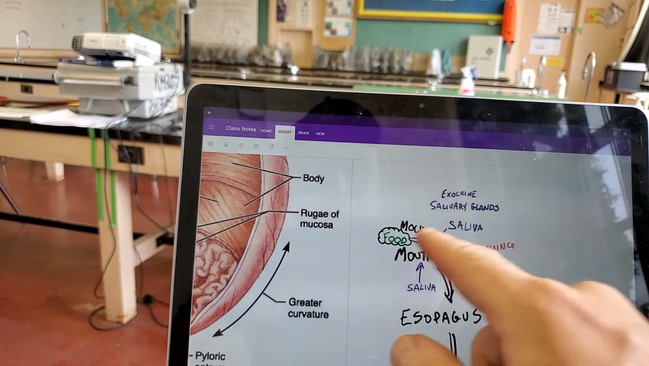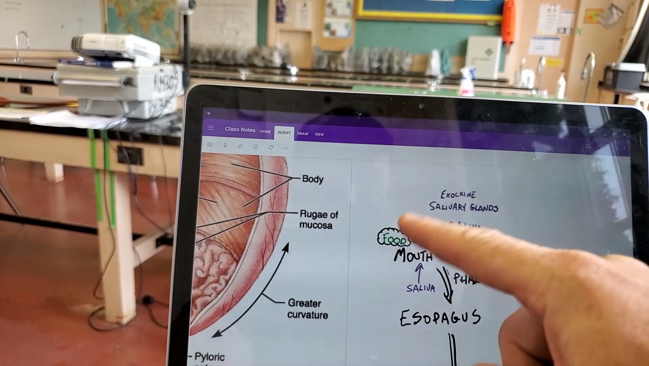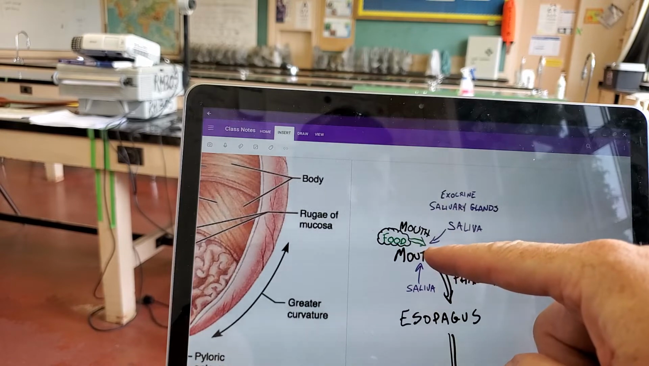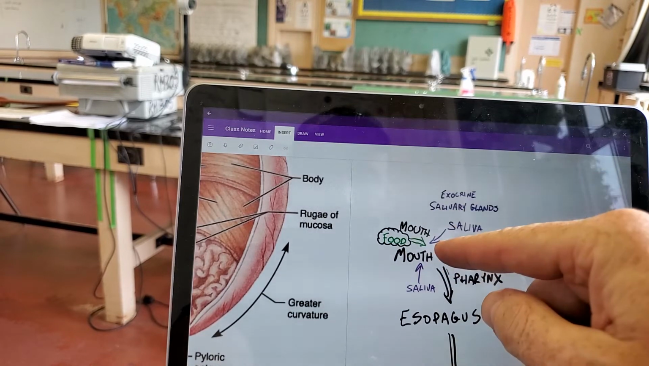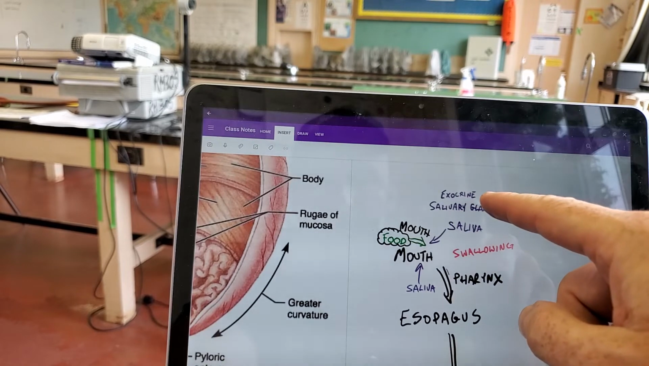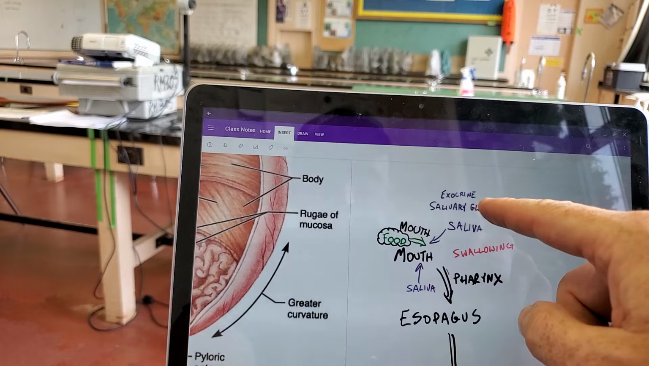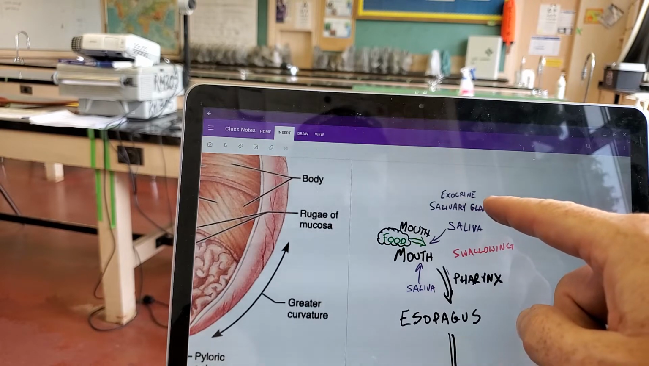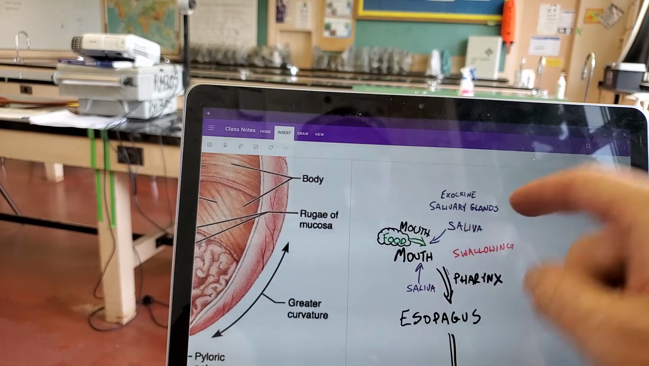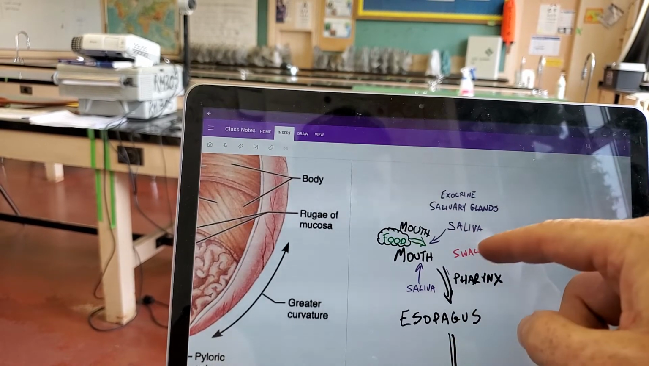So how it all starts: you have food enter your mouth. Here you've got mechanical digestion, you're chewing, crunching the food with your teeth, and you have chemical digestion of starch. The starch is digested by the saliva, which is from an exocrine gland. The salivary glands have secreted saliva, which contains salivary amylase.